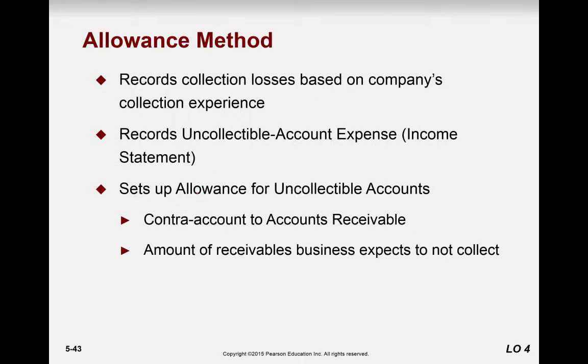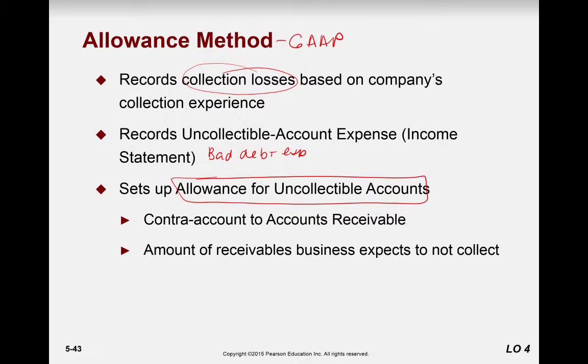So the allowance method is the only method allowed by GAAP, generally accepted accounting principles. Basically, we record the collection losses based on our experience and history with the customers. So we record an uncollectible account expense, or bad debt expense, on our income statement. And then we have an allowance for uncollectible accounts, which we also call allowance for doubtful accounts.